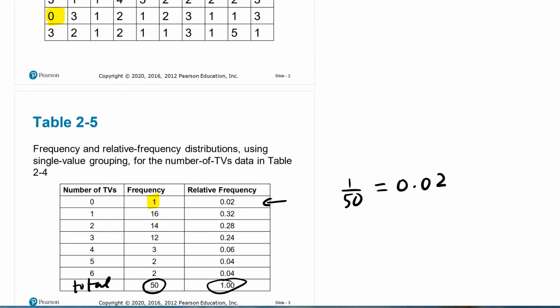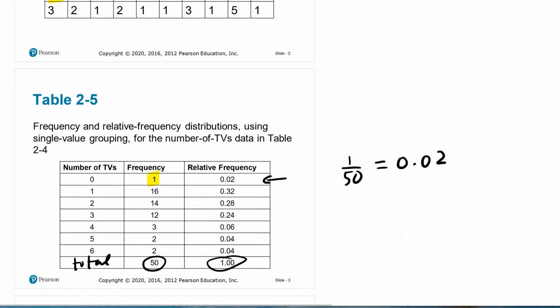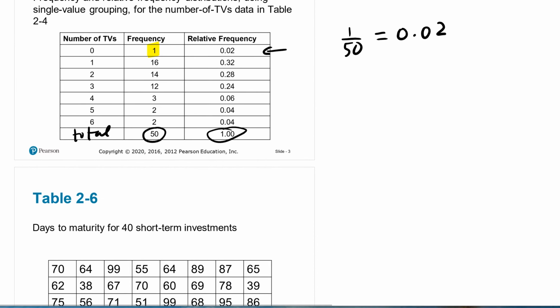So why do we do this? Well, as we did in the previous section, it helps us to sketch graphs. But the graphs we're going to sketch here are going to be slightly different from the ones in the previous section. That's one way to organize. We're going to come back to this later and see how to present this data on a graph.